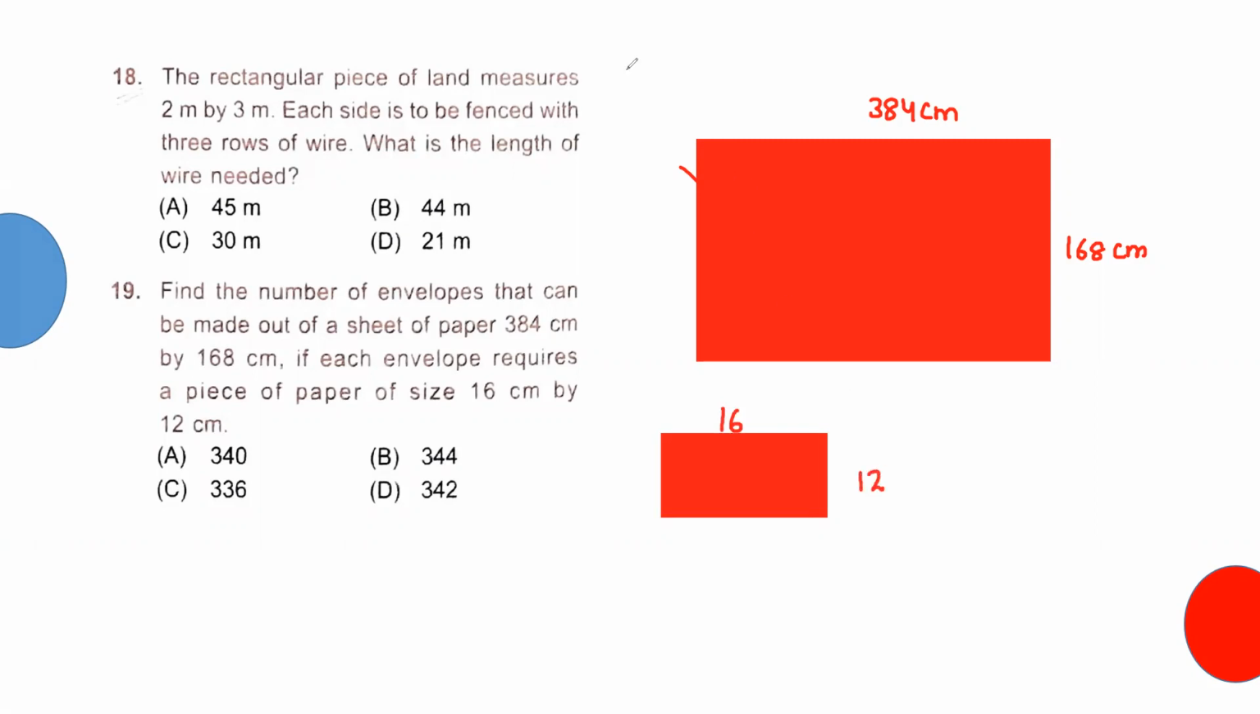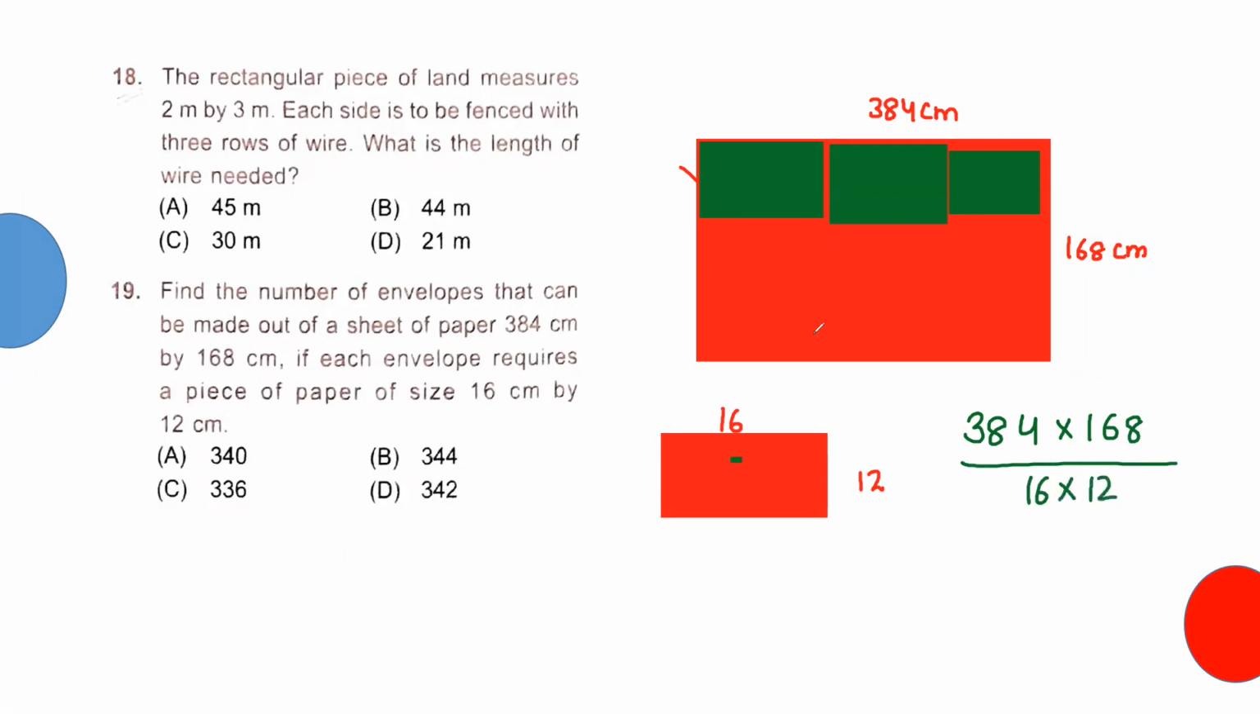So see, again you need to understand one thing, that you are going to cut the pieces. So you are going to cut it like this, like this, like this equally, because this is an equal dimension. So that means again we have to find the area. So 384 into 168 divided by area of one envelope. And if you solve this, you will get the answer.